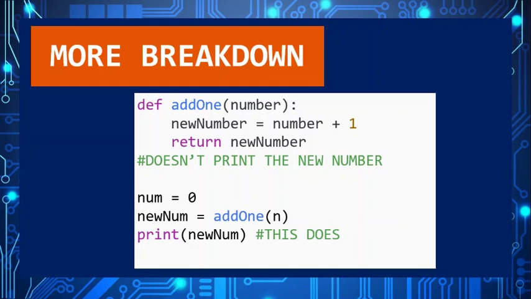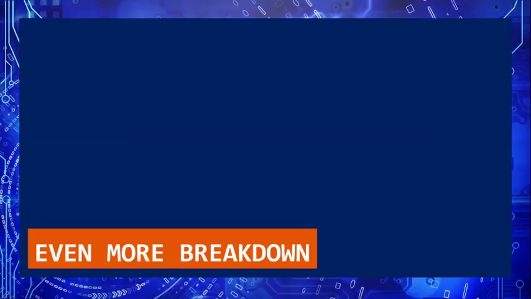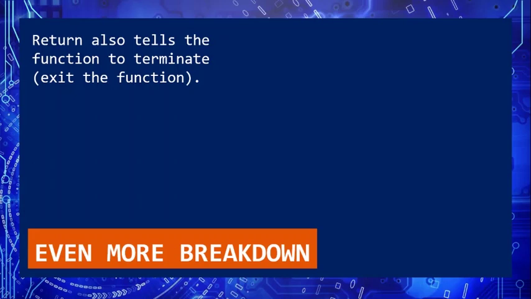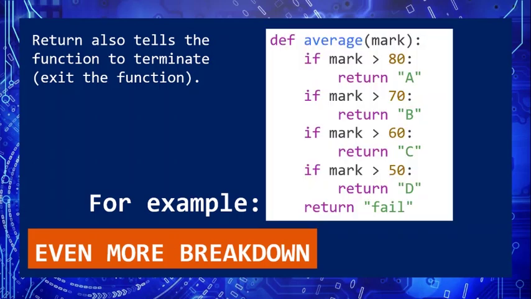Just to clarify, the return value doesn't actually print itself. You'd have to print out the value returned by the function in order to actually see it. And here's some more stuff about the keyword return. Return exits the function. Let's look at an example.